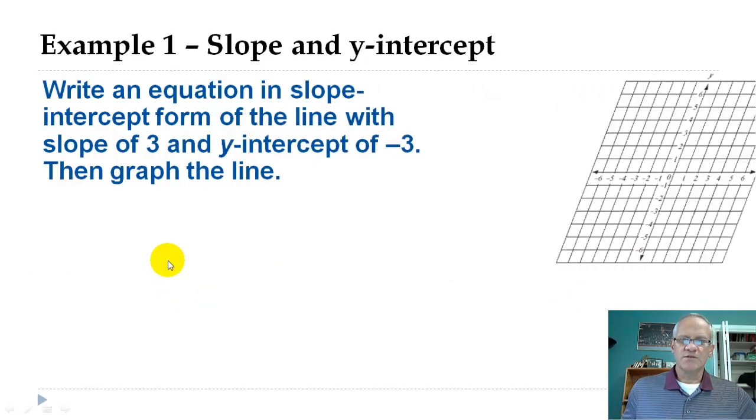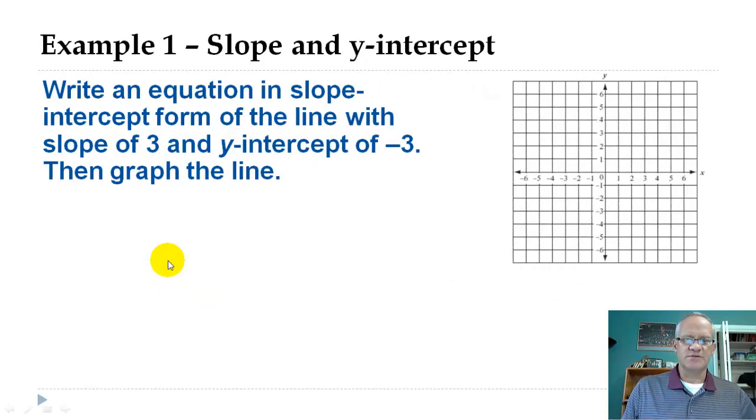Okay. Let's look at a few examples here today. All right, so first of all, write an equation in slope-intercept form. What that means is we want an equation that says y equals mx plus b. Okay, that's slope-intercept form. The line has a slope of 3 and a y-intercept of -3. First of all, read these words and ask, what pieces of information do I have that will allow me to write this? Well, we have a slope of 3. That's one piece of information. Another piece of information is the y-intercept of -3.